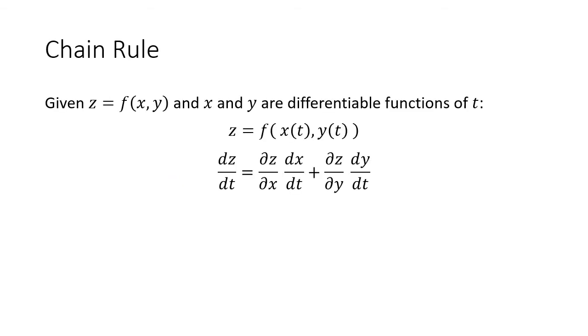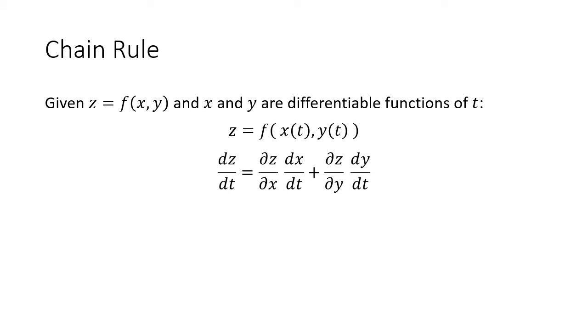So let's go back to the chain rule, which we saw a few sections ago. We saw that if we're given a function z of two variables, but I can write my two variables x and y as functions of t, well, then my chain rule was dz dt is really the partial of z with respect to x, dx dt, plus the partial of z with respect to y, dy dt.